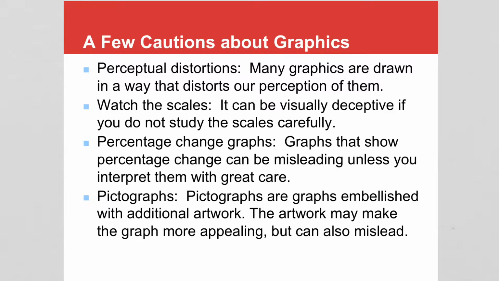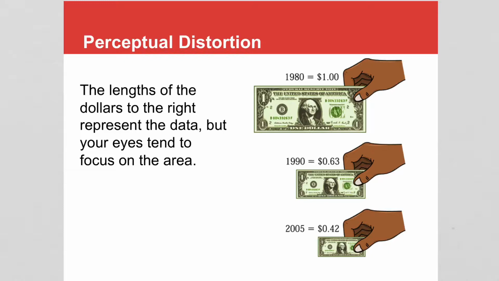A few cautions about graphs. There can be perceptual distortions. We'll look at some examples of that. Actually, here's one. This is showing you the value of $1 comparing 1980, 1990, and 2005. So if the value of $1 was $1 in 1980, in 1990 it was only really worth 63 cents. But look at how much smaller that looks. 63% would be more like, I don't know, this much of it or something, okay? And that's much bigger than this. So it makes it look unrealistically smaller. And the same thing, 42%. How is that 42%? Okay, so think about things being unrealistic.